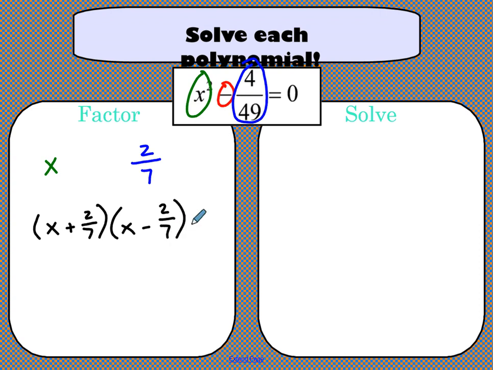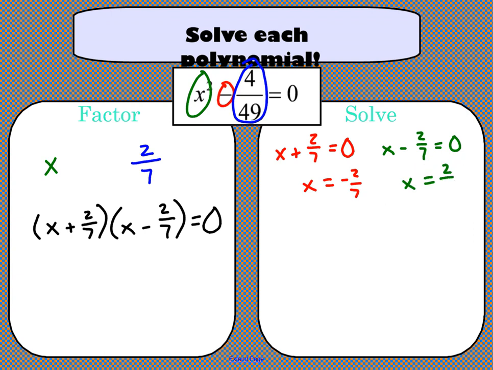And that equals 0. Now I need to use the zero product property from here. So I'm going to say x plus 2 over 7 equals 0. And I say x minus 2 over 7 equals 0. I solve both of those, so I'm going to subtract 2 over 7 on this side, so I get x equals negative 2 over 7. Over here, I'm going to add 2 over 7, so I get x equals 2 over 7. Make sure to write your final answer in set notation. So it's negative 2 over 7, comma, 2 over 7.